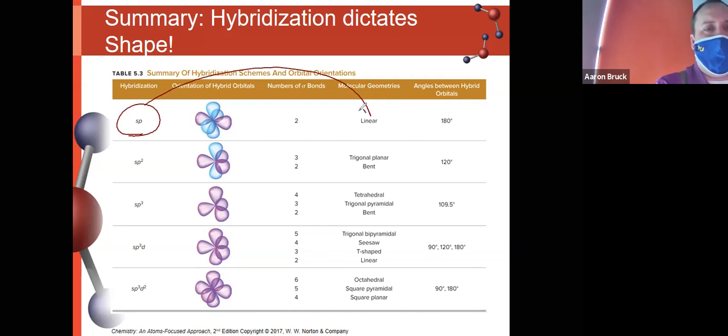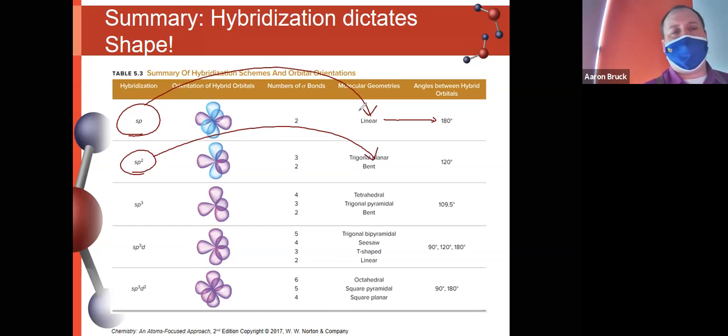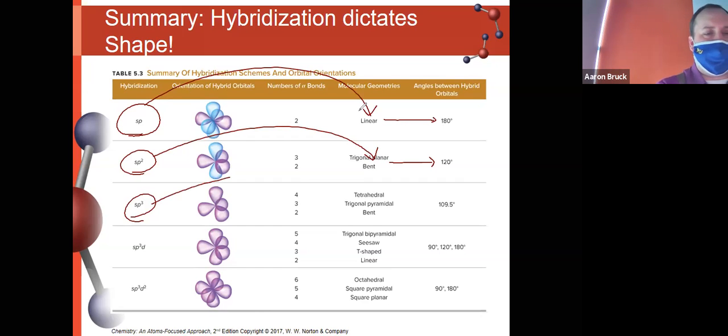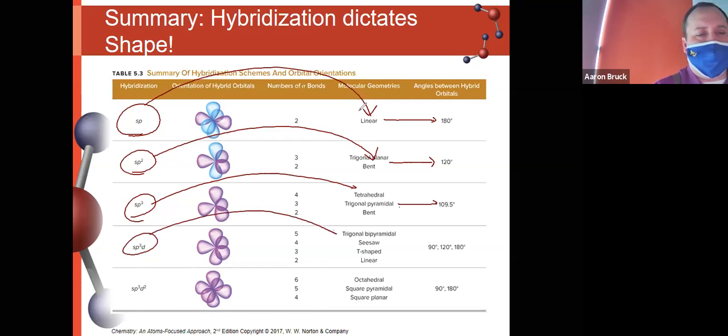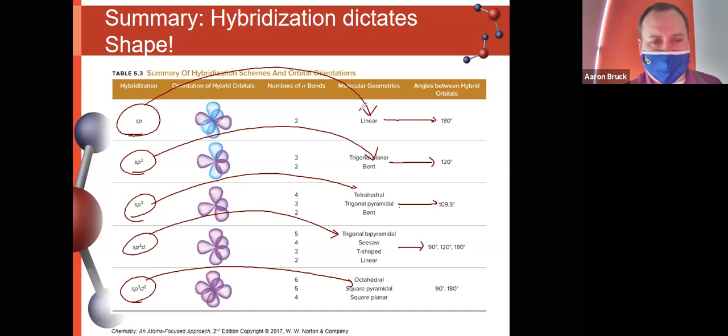sp hybridization gives me linear geometry, which puts them at 180 degrees apart. sp2 hybridization gives me trigonal planar geometry, which separates them at 120 degrees. sp3 hybridization gives me tetrahedral geometry, which dictates a bond angle of 109.5. sp3d hybridization yields trigonal bipyramidal and gives me those 3 bond angles for the relationships between the axial and the equatorial positions. sp3d2 gives me octahedral, which gives me 90-degree angles and 180-degree angles.